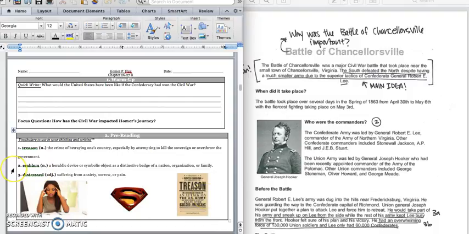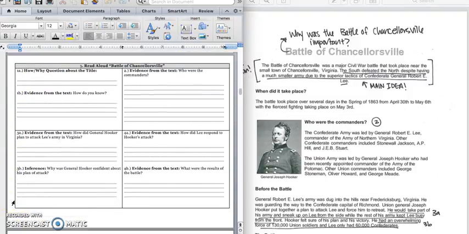The next one is emblem, and that is a heroic symbol. So an emblem of the United States could be the flag or the bald eagle. This Superman symbol is an emblem for Superman, the superhero. The next word is distressed, and that's when you are overwhelmed with anxiety, sorrow, or pain. You can draw a line to this picture.